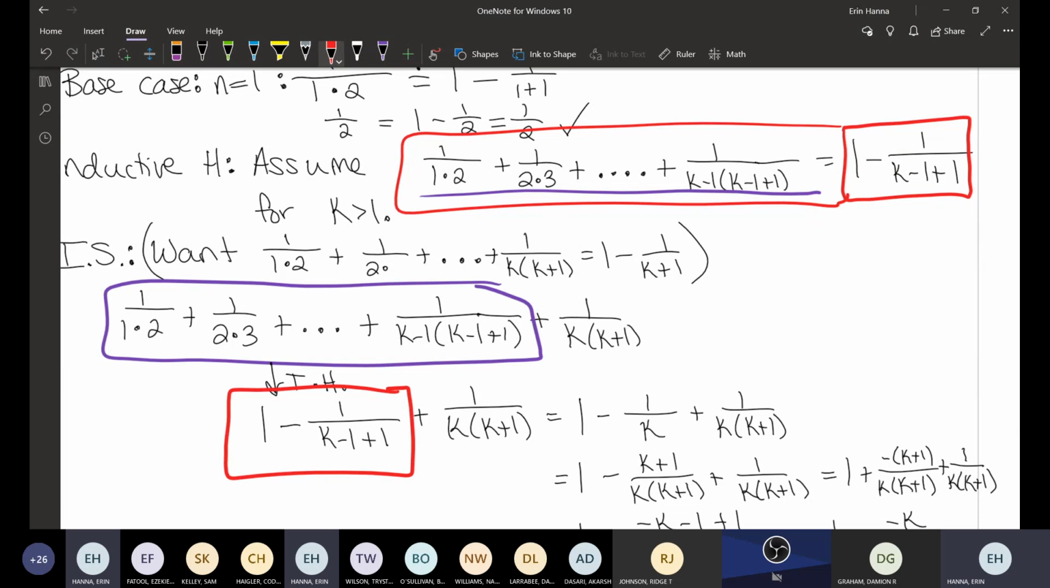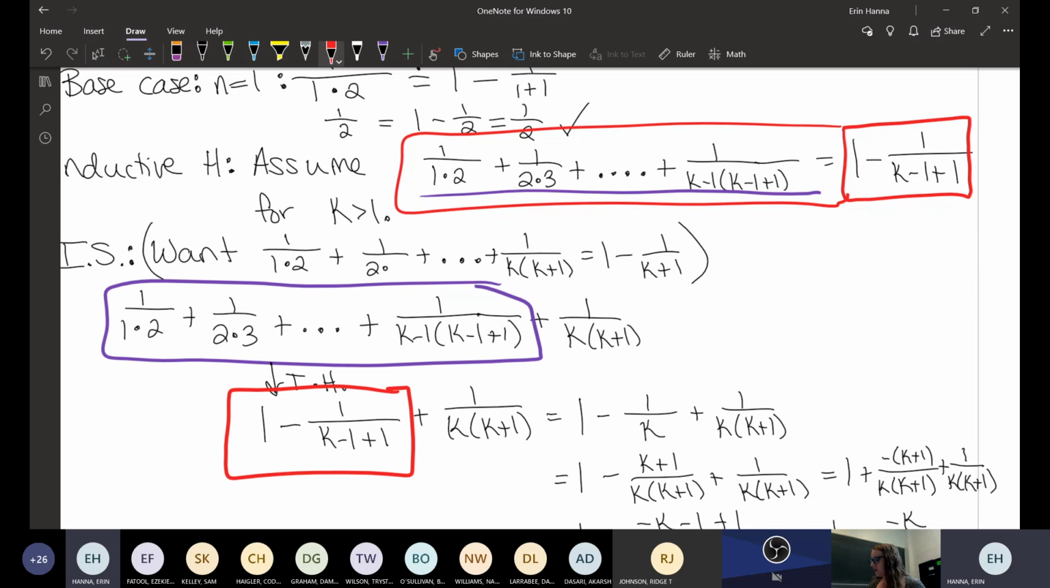Once I find that, I can replace it with what the inductive hypothesis tells me it's equal to. So I found that entire purple block, and my inductive hypothesis tells me that this entire purple block is equivalent to 1 minus 1 over k minus 1 plus 1. So I can take that entire purple block and replace it with what is now in that red box.